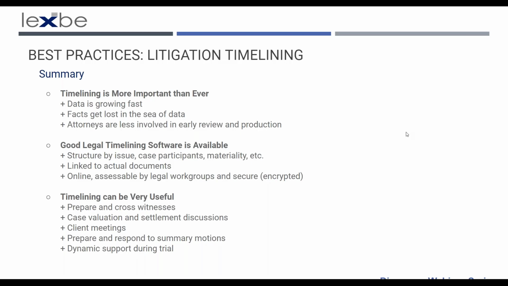And how do we do that? We use good timelining software like Lexbe. It must be accessible to the entire team. It must be secure, and online is preferable so that it is accessible to everyone at any time. You must be able to structure it by issue, key players, and materiality of the facts. You must also then be able to link all of those facts and issues you've created to actual documents so that once you have completed that timelining process, you can access those documents and use them in all of the examples that I've provided.